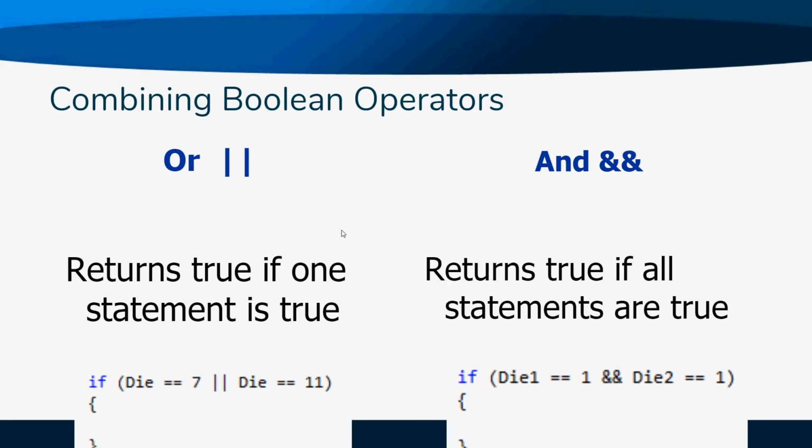Okay, now you could combine some statements using an or an and. And you've got your formal definitions down here. Returns true if one statement is true, returns true if all statements are true. That's really confusing. Just know the fact that you understand the word or and. And that's, don't overthink this one.